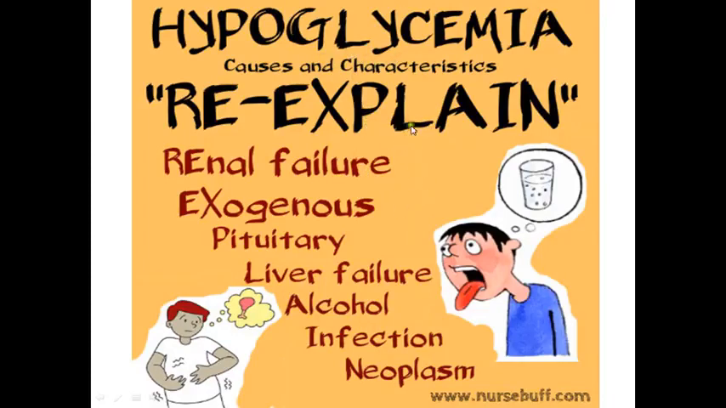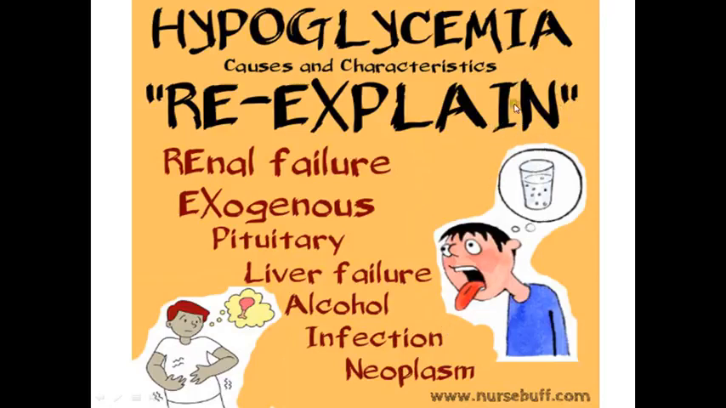Liver failure: all the glycogenolysis and gluconeogenesis takes place in the liver. So if the liver is destroyed because of chronic liver disease, or because of non-alcoholic steatohepatitis leading to cirrhosis of the liver, liver failure is one of the reasons in these patients which can lead to hypoglycemia. If the patient is alcoholic, he can have hypoglycemia. If there is infection, then the patient can have hypoglycemia. And then insulinoma, the insulin-secreting tumors, can also cause hypoglycemia.